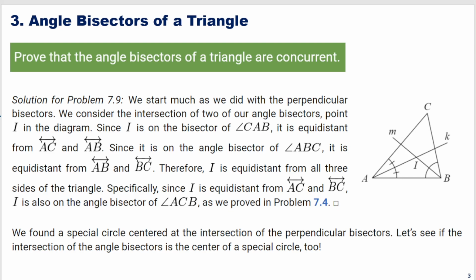We found a special circle. Following this method, we can actually find a special circle centered at the intersection of the perpendicular bisectors, which is, in this case, somewhere here, inside the triangle. And next, let's see if the intersection of the angle bisectors is the center of a special circle too.